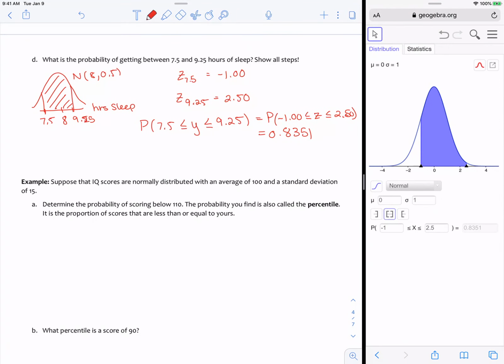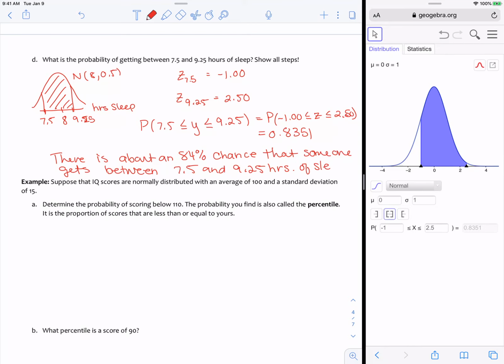Okay, for our probability, there is about an 84% chance. So I'm rounding to 2 decimal places when it's appropriate. Sometimes we have very, very small probabilities, in which case you'll just take it to a couple significant digits. Okay, so there is about an 84% chance that someone gets between 7.5 and 9.25 hours of sleep.